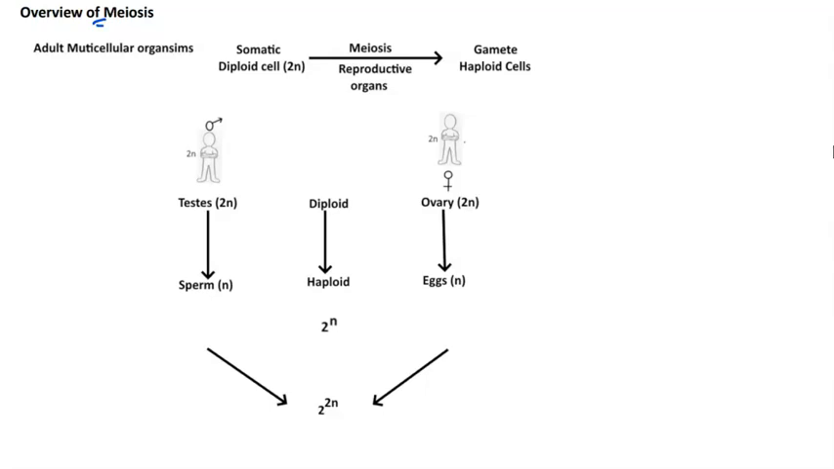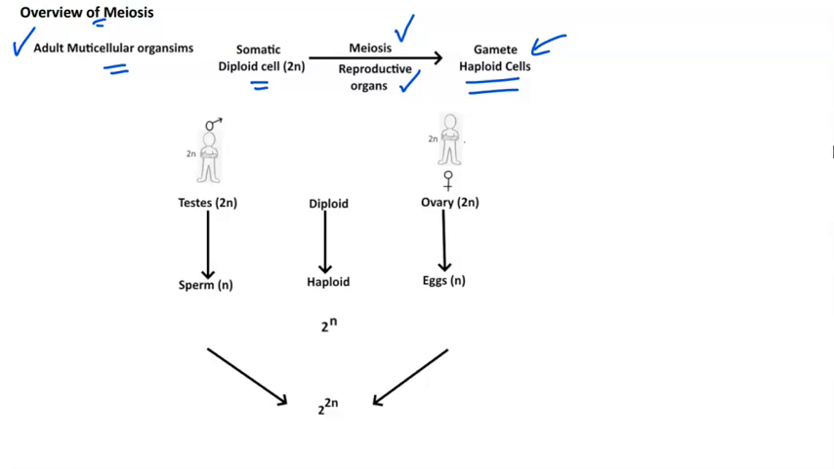So let's remind ourselves that we are dealing with adult multicellular organisms, and their somatic cells, their body cells, are diploid, possessing a double set of human chromosomes, a double set of human genes. And what happens in this meiosis type of cell division that occurs in the reproductive organs is that this double set of chromosomes is reduced to a single set of chromosomes and then thereafter known as haploid cells. So the gamete has a single set of chromosomes, a single set of the genes.